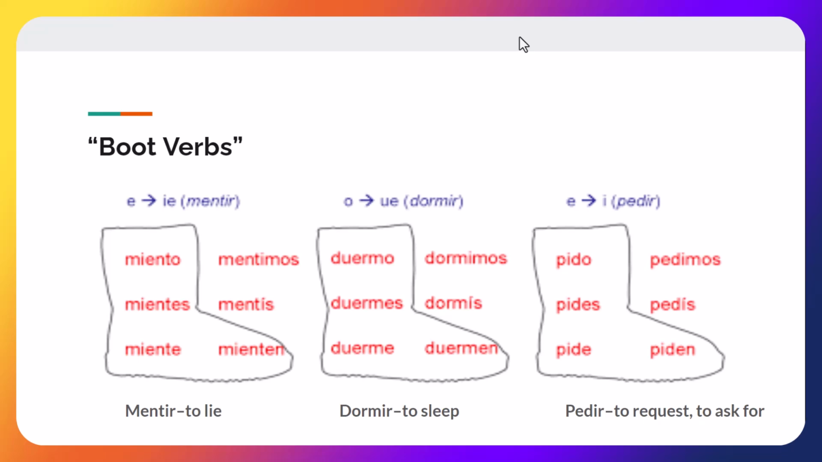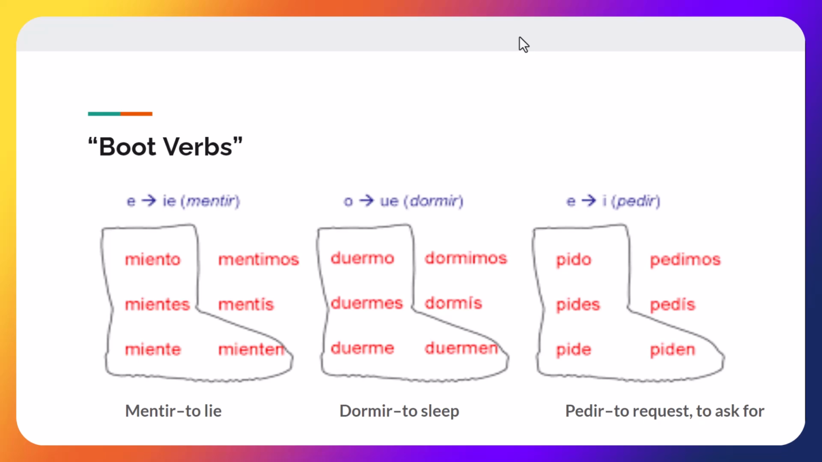All right. How about the verb dormir? Dormir means to sleep. We got that word from the same place where English got the word dormitory. It came from Latin, and in English, the word dormitory means a room where you sleep. But dormir means to sleep, and it is an O to UE stem changing verb. So in everything within the boot here, we're going to change the O to a UE. So I sleep is duermo, you sleep, the tú form is duermes, etc.